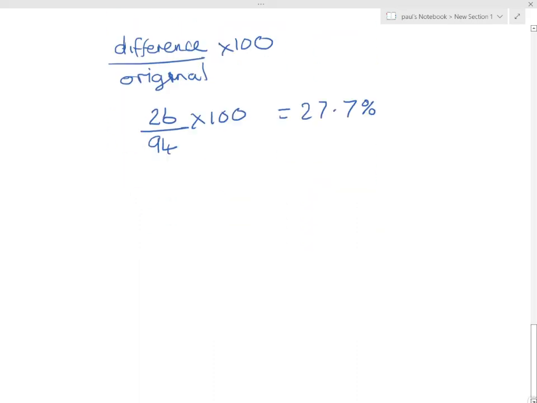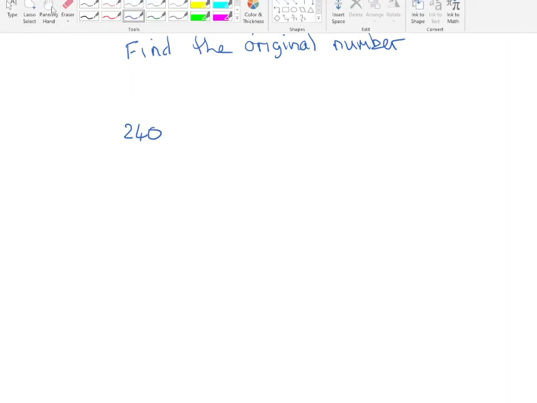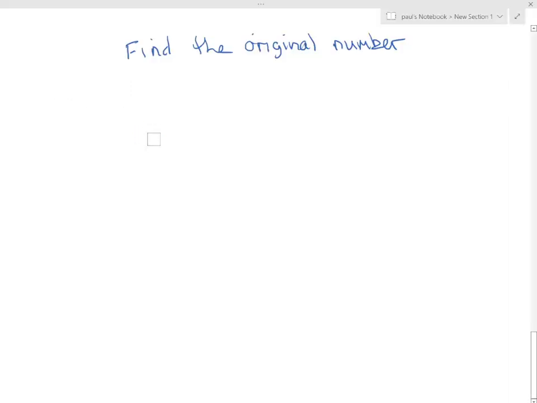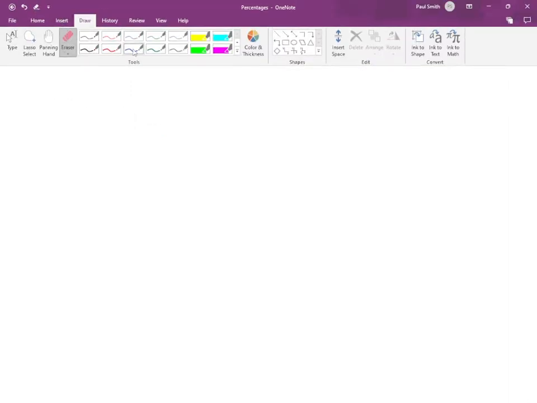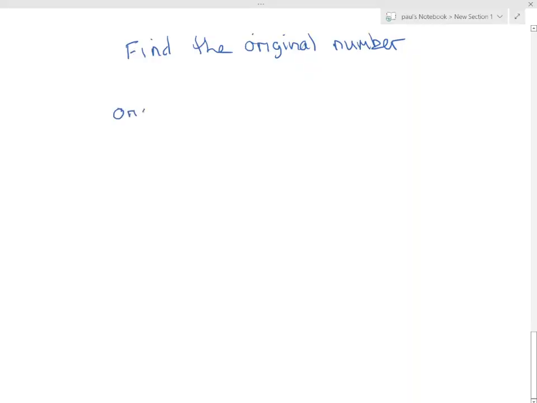Right, the last bit of the percentage ones was to find the original number. So we've got a price of £240. Oh no, we haven't. We want to find the original number, don't we? Do forgive me. So we've got the original number, or the original value, that we do not know.